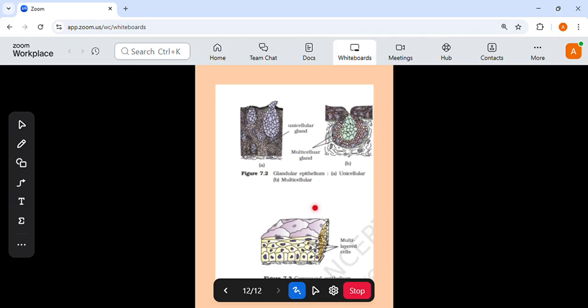This was all about the epithelium tissue in depth. So I'll be seeing you all in the next video, where we'll be discussing the connective tissue.